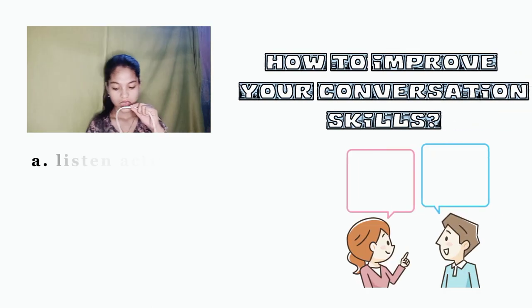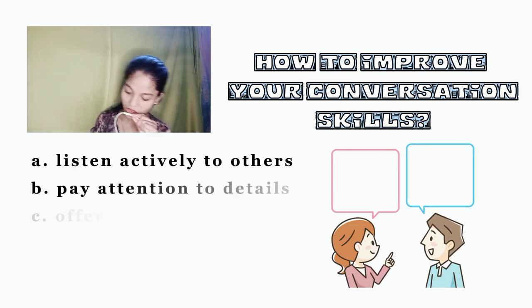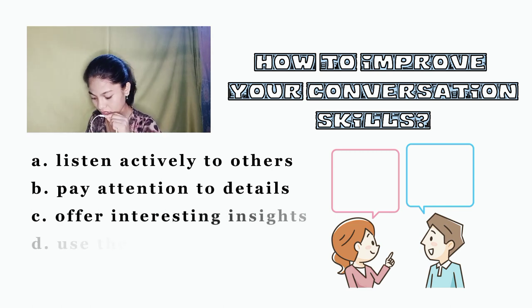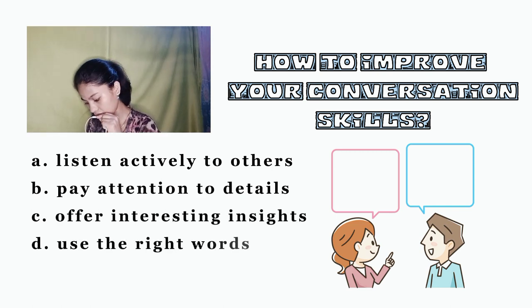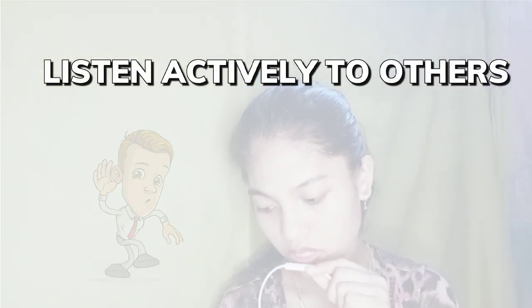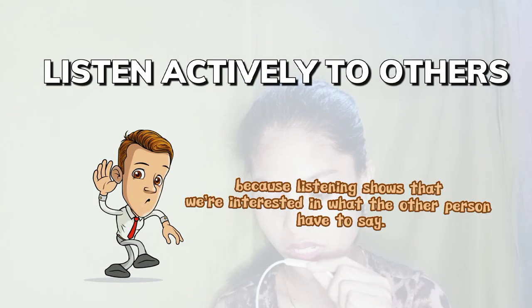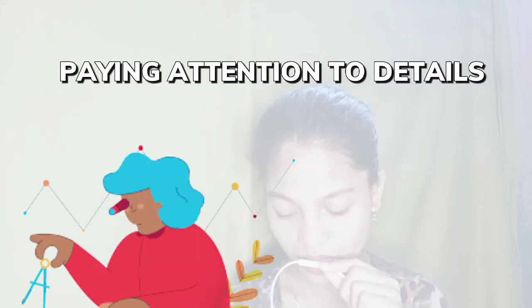Question number two, how to improve your conversation skills. A, listen actively to others. B, pay attention to details. C, offer interesting insights. And D, use the right words. Letter A, listen actively to others, because listening shows that we're interested in what the other person has to say. Letter B, paying attention to details.